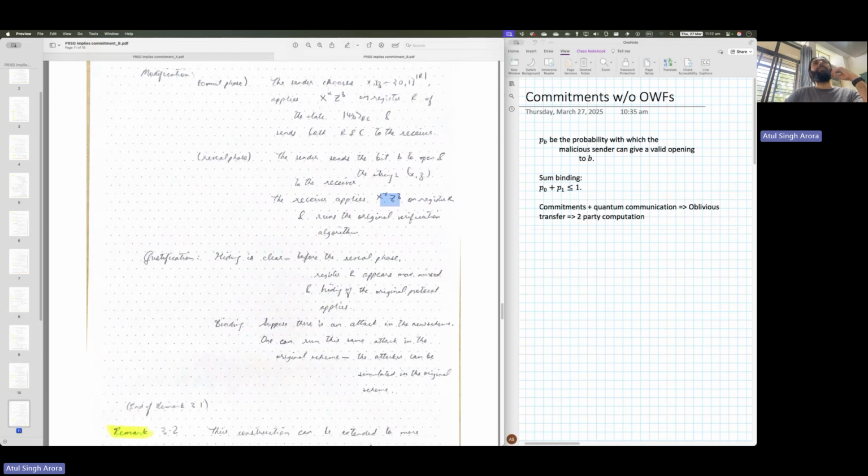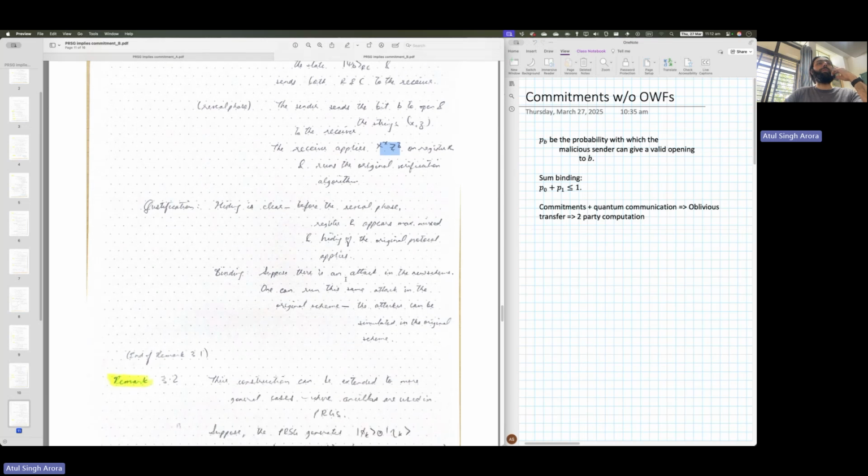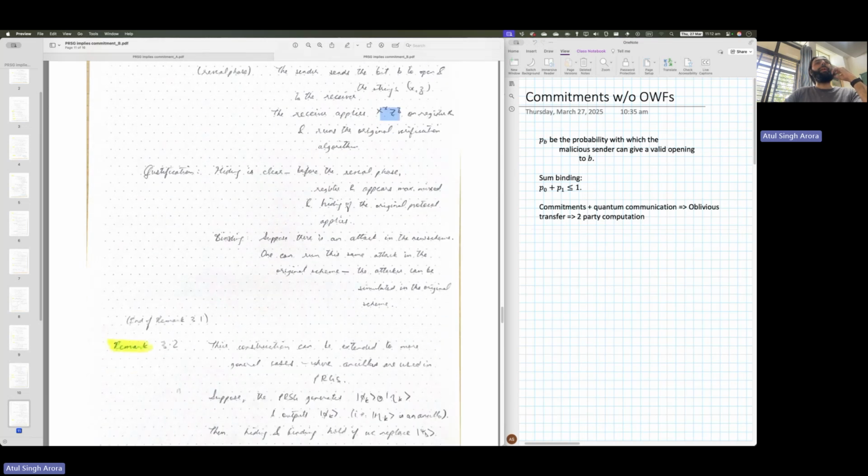Because you used fresh keys for the one-time pad that was applied on register R, no information is revealed. And for binding, suppose there is an attack in the new scheme. Then essentially one can run the same attack in the original scheme, right? Whatever you were trying to do, you can just do it on your side.